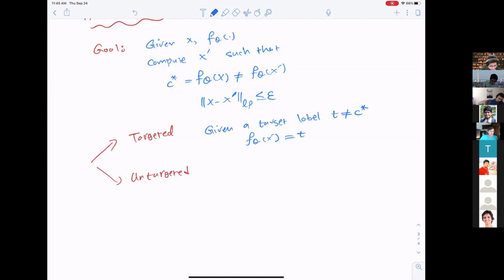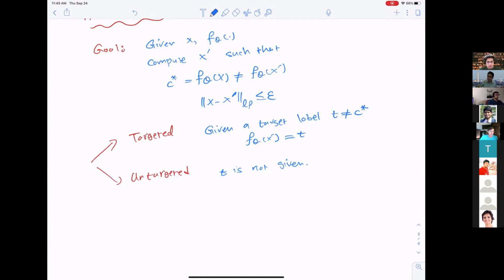In the untargeted attack, T is not given. Right? So we are just asking the model to just flip the label. It doesn't matter which label we are flipping to, just flip the label to something. So it is easier in terms of attacking, right? Because we are not forcing the model to go to a specific wrong target. We are just saying that, okay, just flip the label.